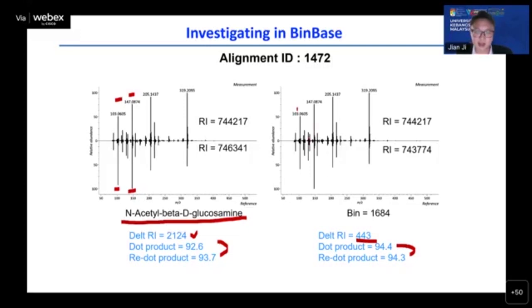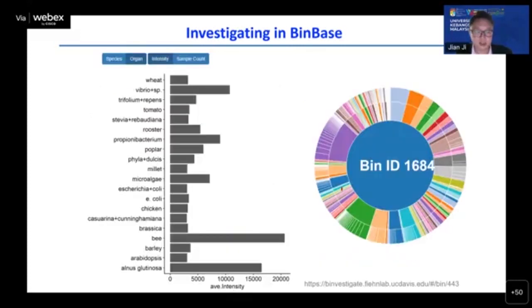In this case, you will see that for the 103 and 147, the percentage in the library and the experiment is close. So I was thinking maybe it was annotated wrongly. If we do not have the standards, maybe it's wrong. So let's check what this being ID 1684 detected. In most cases, it can be detected in bees or in some other plants. So actually it exists, but we just do not know it.